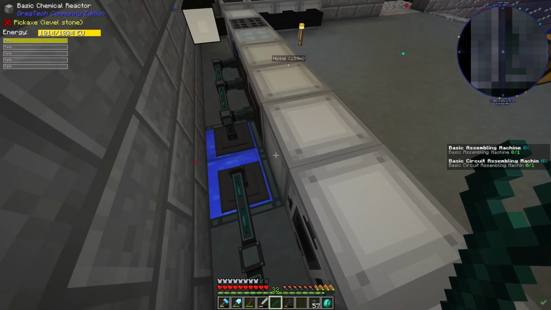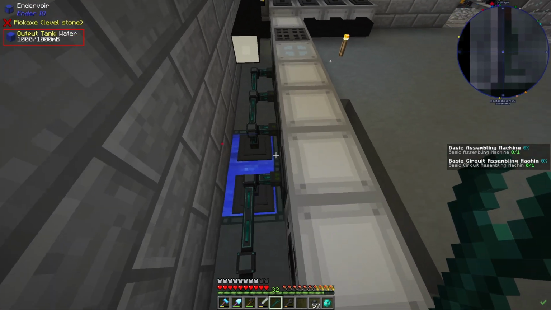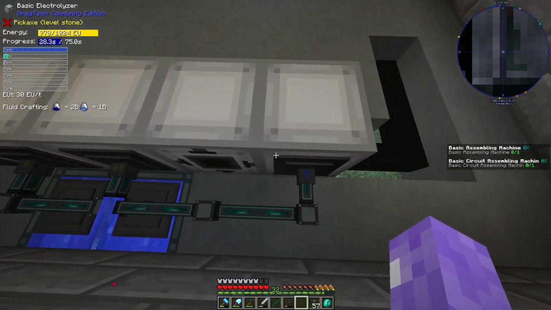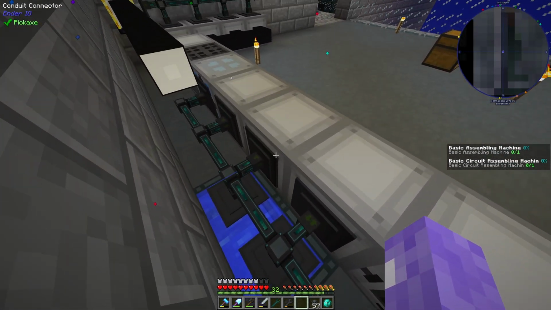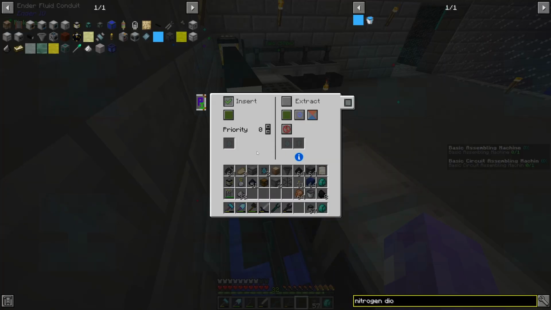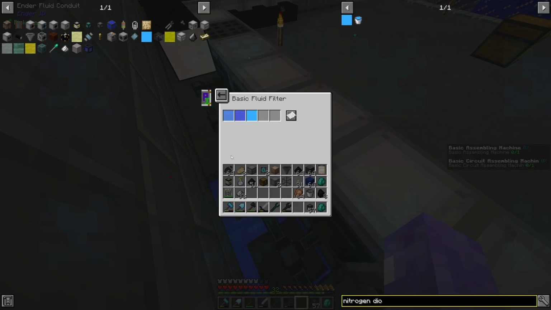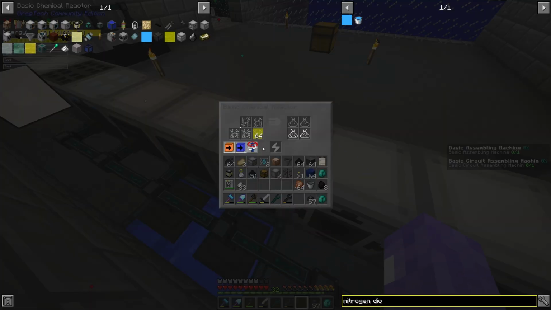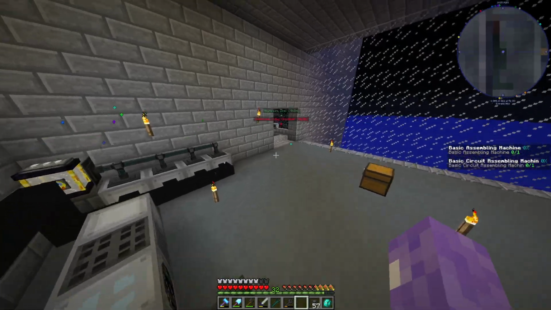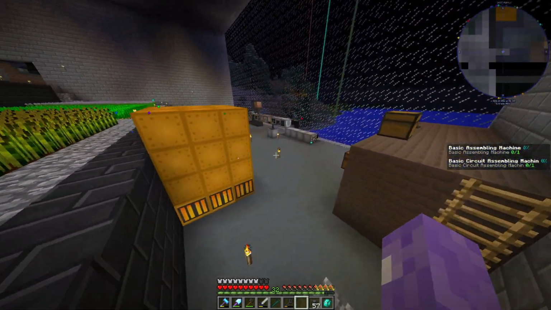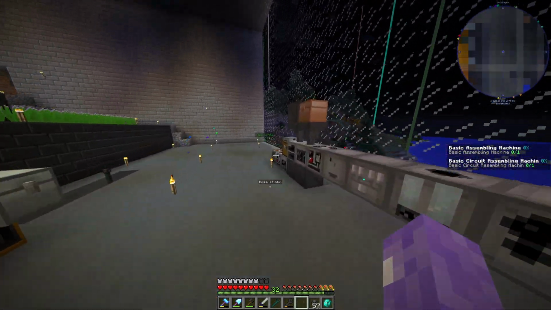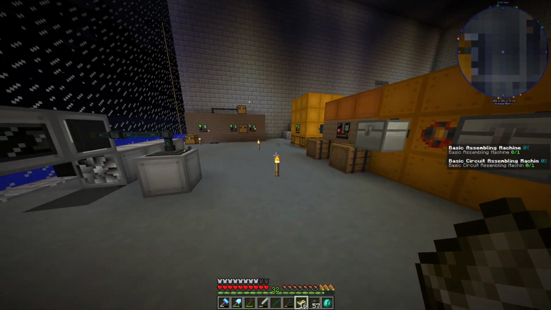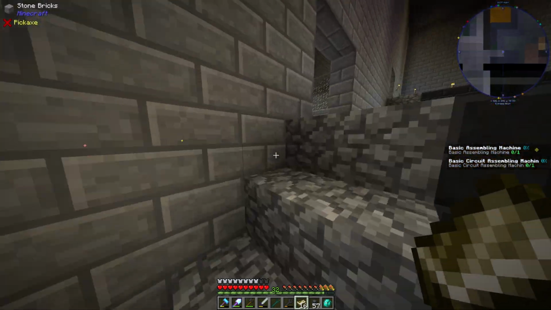Let's connect this to here and to here. So this will be outputting. It shouldn't go into here. It should only go into the places that it can go. Nitrogen dioxide. Extract the nitrogen dioxide. Let's go grab some gold alloy ingots and see what we have. Might be easier to do here. Let's just grab 16 for now. Yes, we have a good amount of this. I can always make more. It's not too hard to make, thankfully.